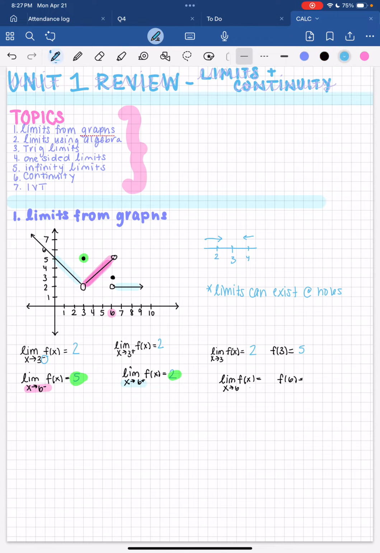Because they don't match, the entire limit does not exist, DNE. Remember the main idea: the limit as we approach some number from the right has to equal the limit as we approach that number from the left in order for the limit to exist. And last but not least, let's find f of 6. So I closed it in right there. F of 6 is going to be 3. So that's how you're going to evaluate limits in the graph. Big idea, limits can exist at holes.